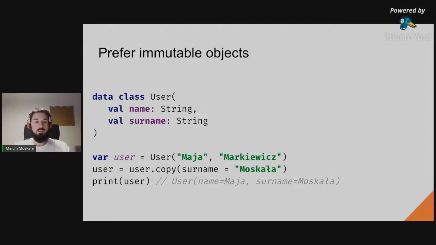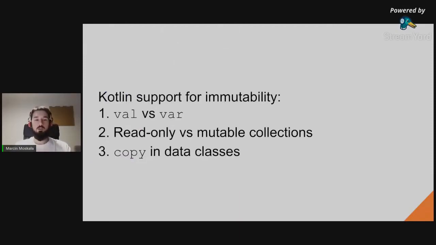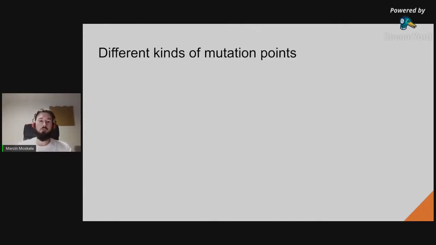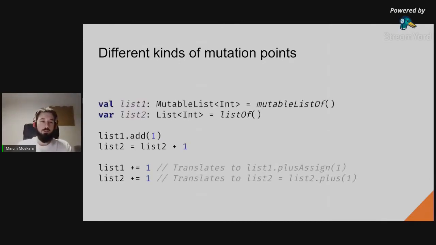So this is the last piece of support for immutable development. And I think we should encourage it a lot and use it. We should also understand that there are different kinds of mutation points, and they all have their pros and cons. I mentioned the difference between a mutable list and a mutable property. Here we have a mutable list and a mutable property with a read-only list. They both can be modified in many ways. One of them we modify by modifying an object, another one by modifying a variable. And in both cases, we can use this plus-equals sign.